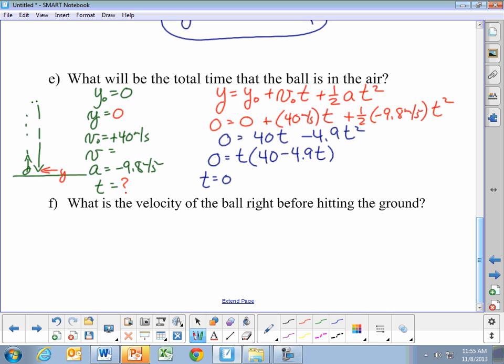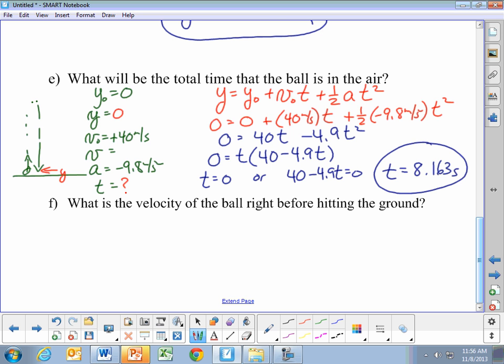And so when t equals 0, the height was 0. Or we have 40 minus 4.9t equals 0, which means that the time is going to be 40 divided by 4.9, which is 8.163 seconds. That's the total time that it's in the air.